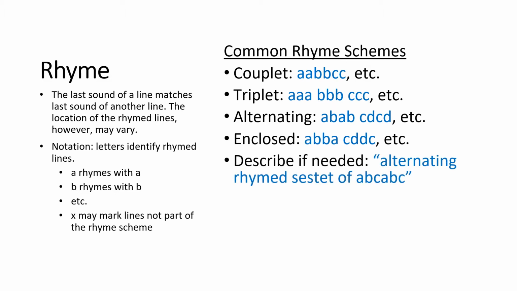And sometimes we need to use many words to describe a rhyme scheme, such as alternating rhymed sestet of ABC, ABC. That describes the stanza type, the sestet, and the rhyme scheme of ABC, ABC.